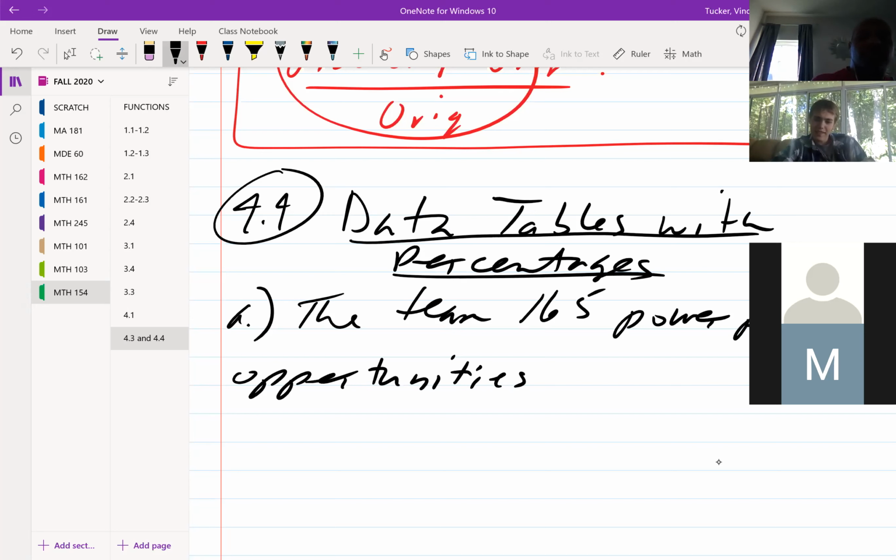All right. So 4.4 data tables with percentages. I'm going to read the main problem. I'm not going to write all that, but I'll write down what question A is, question B, and all the good stuff. So let me finish doing this and I'll write that for you.